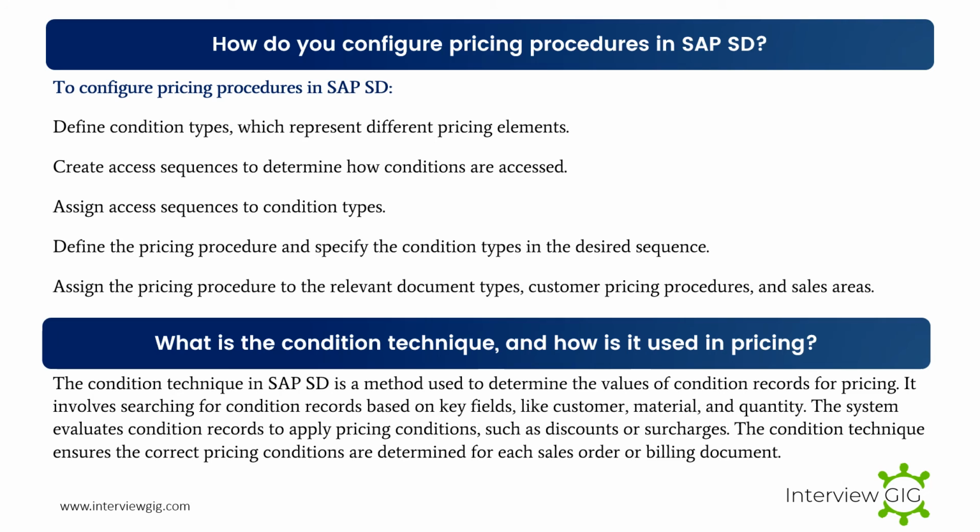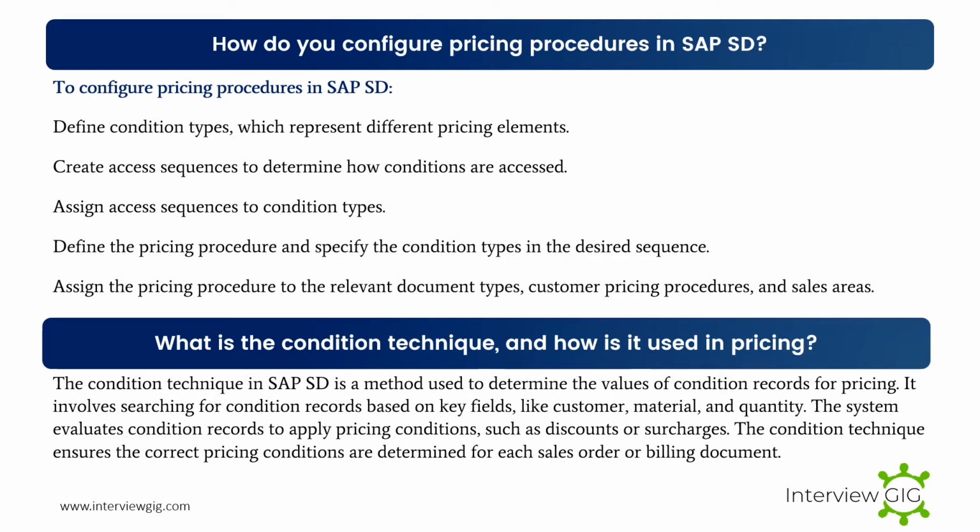How do you configure pricing procedures in SAP SD? To configure pricing procedures in SAP SD, define condition types, which represent different pricing elements. Create access sequences to determine how conditions are accessed. Assign access sequences to condition types. Define the pricing procedure and specify the condition types in the desired sequence. Assign the pricing procedure to the relevant document types, customer pricing procedures, and sales areas.